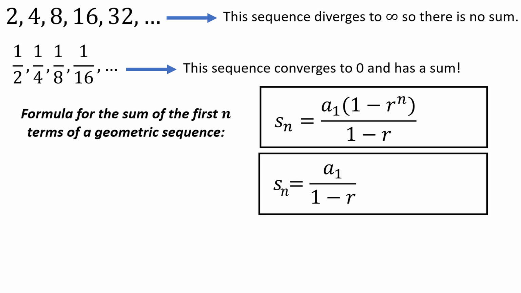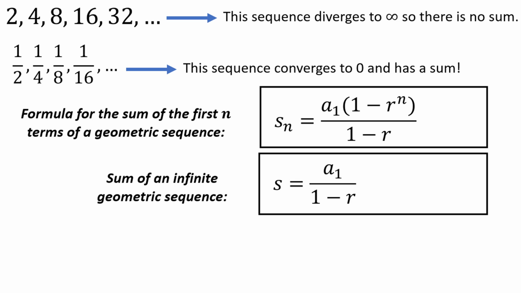Since the nth term doesn't apply anymore since n approaches infinity, we write the formula as s is equal to a sub 1 divided by 1 minus r, without the subscript n. This is the formula for the sum of an infinite geometric sequence. Take the first term, a sub 1, and divide by 1 minus the common ratio, r.